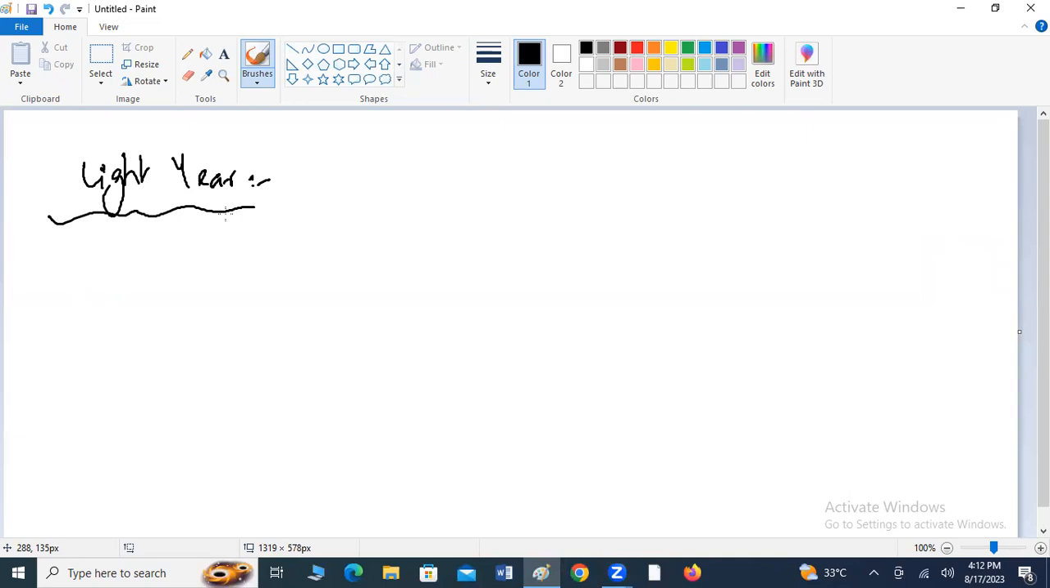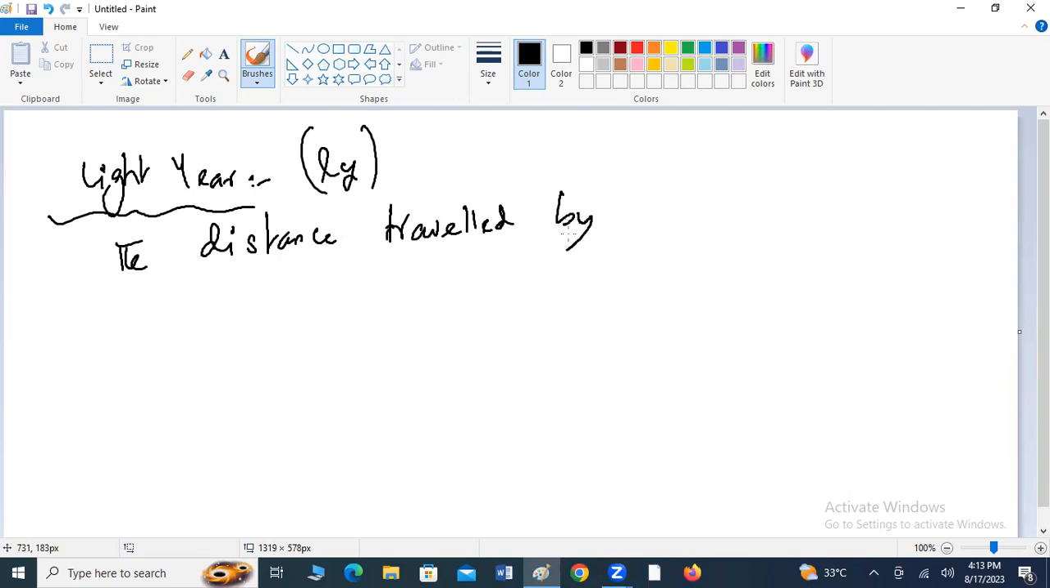Good, it's meter. But since we are dealing with light year here, it's a non-SI unit, and the symbol of light year is Ly. We can define it as the distance traveled by light in 1 year. The distance traveled by light in 1 year is called light year.